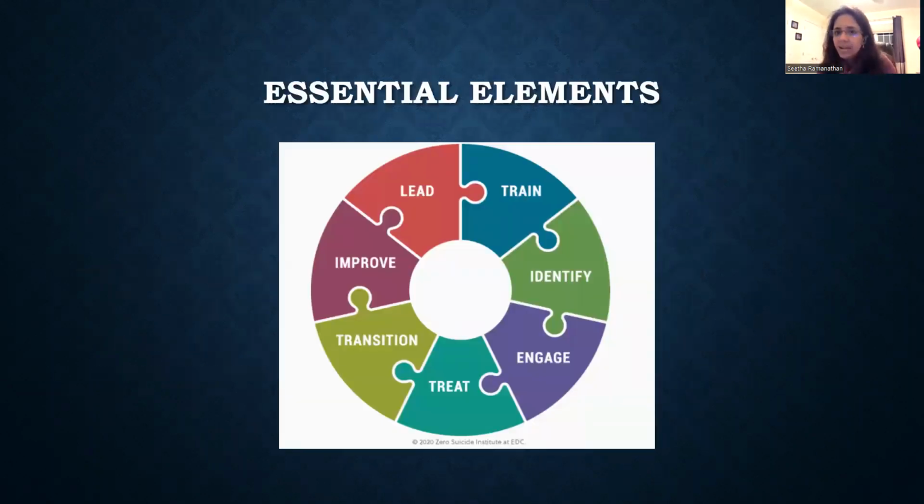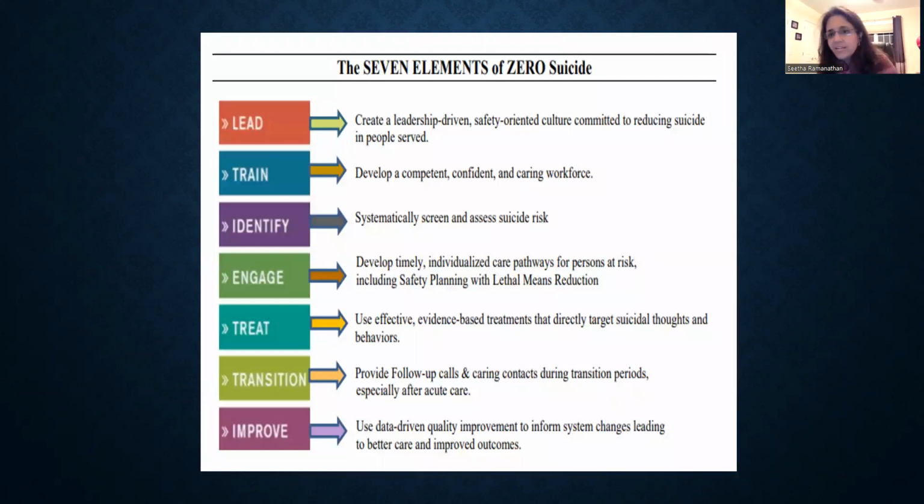All right, so these are the 7 elements of zero suicide. I'm going to go into more detail over here. Lead is leadership-driven, sustainability, and in many ways, the leadership can then change policies. We then train our workforce to systematically identify, screen, and stratify suicide risk. You engage the patient in care. Then you provide effective evidence-based methods, and that's important, evidence-based treatments.